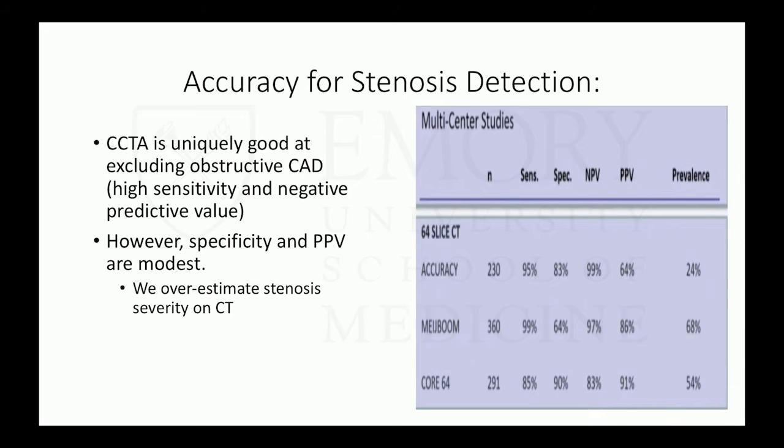And so coronary CTA is uniquely good and probably our best test at excluding obstructive CAD. It has an excellent sensitivity and negative predictive value. The downside is our specificity and our positive predictive value are not as good. We're frequently overestimating stenosis severity on CT. The correlation of stenosis on CT to cath is not as good or as accurate, and our ability to evaluate ischemia based on coronary stenosis on CT is also not that good.